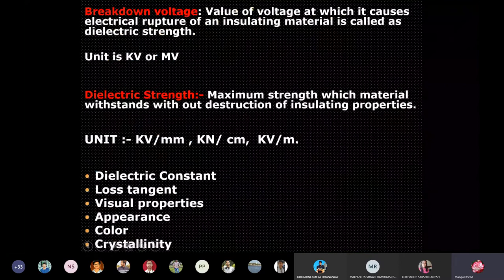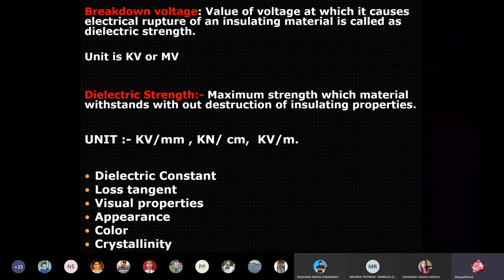Now another important electrical characteristic is breakdown voltage. This is very important because in material science, a number of experiments are done to find out breakdown voltage and breakdown strength. So what is breakdown voltage? It's not a physical breakdown. Suppose you consider paper, your notebook paper, which is an insulating material, and you want to find out the breakdown voltage of the paper. It's not the voltage at which that paper will break down physically, but the voltage at which that paper will start conducting.